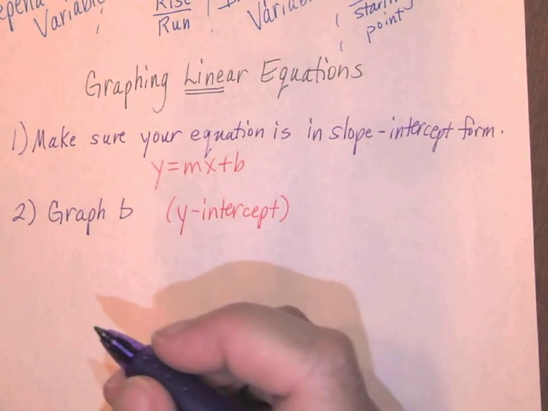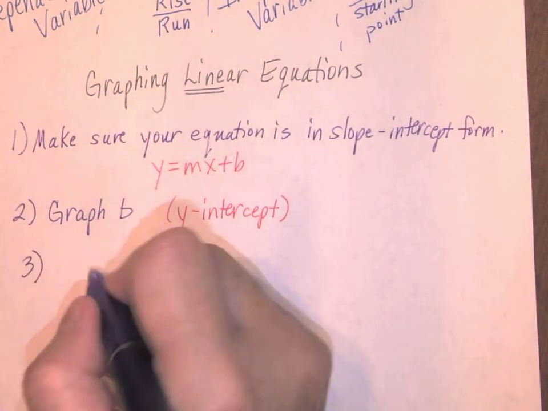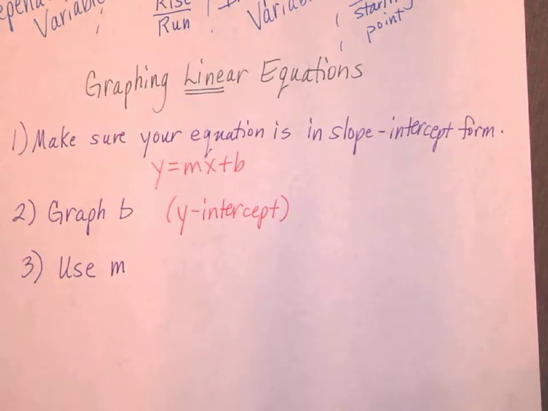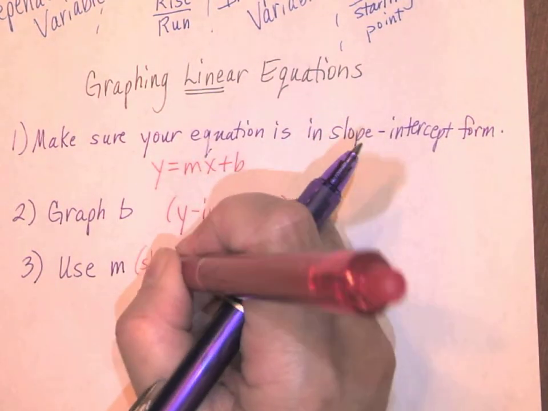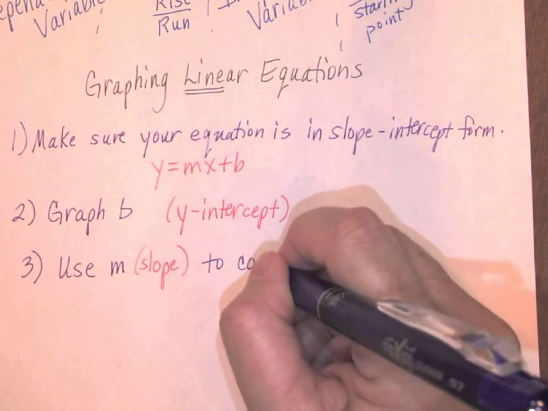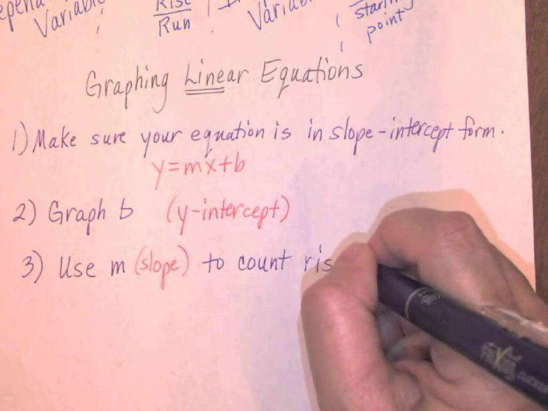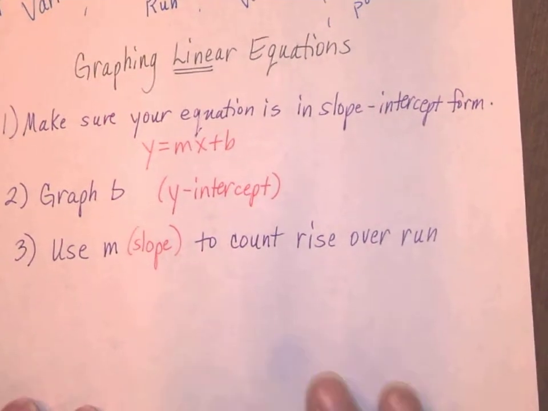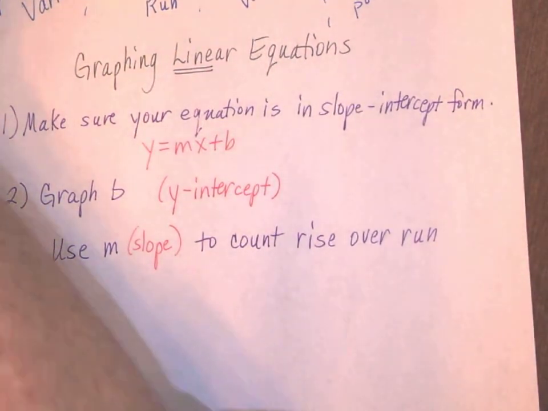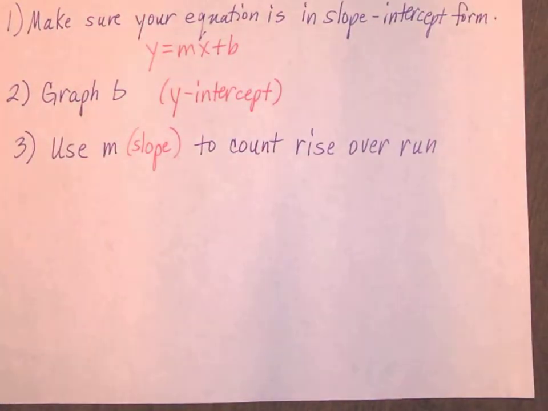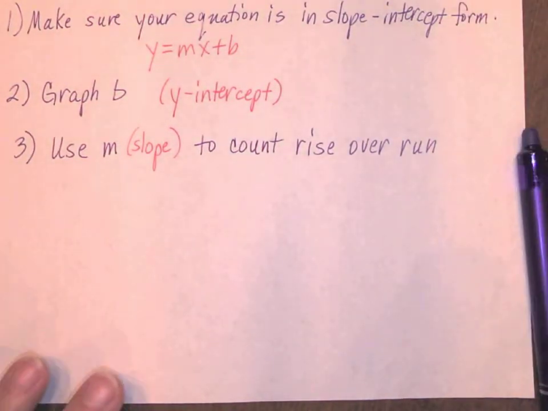Then we're going to use your m. What's m? M is slope. We're going to use the m, the slope, and we're going to count rise over run to find our second point. Remember yesterday we had 2 points and we counted and found the slope. So today we're going to have 1 point, your y-intercept, then we're going to count our rise over run from that to find our second point.